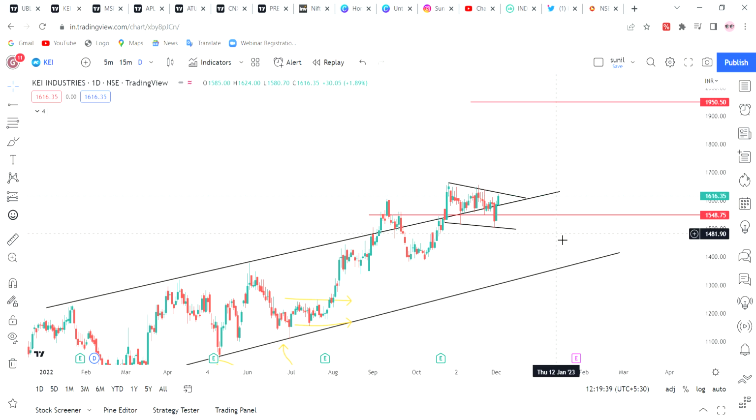No more change in the stop loss. Our stop loss will be 1490. That's it. If anyone entered here in KI Industries, our stop loss will be 1490 only. No more changes in that.